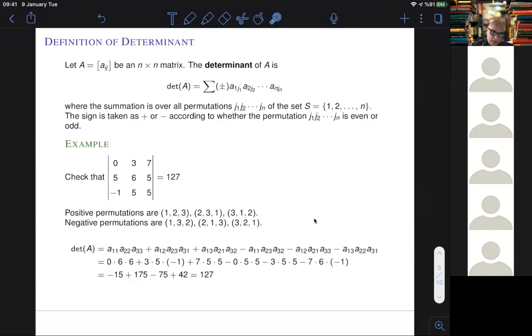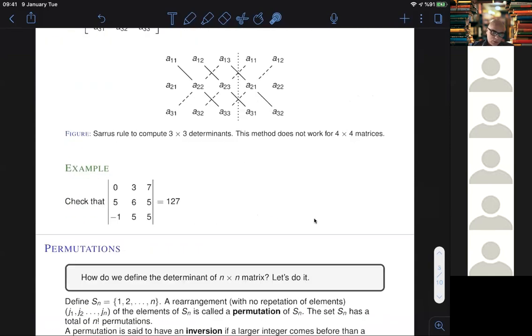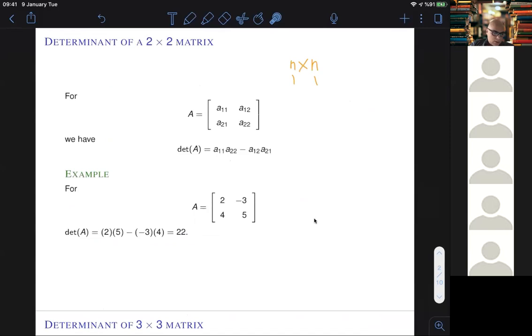Let's go back to the 2 by 2 case. This is the first permutation. This product corresponds to the 1-2 permutation, and this product is 2-1. You see this one is an even permutation, so it comes with a plus sign, and this one is an odd permutation, so it comes with a negative sign.